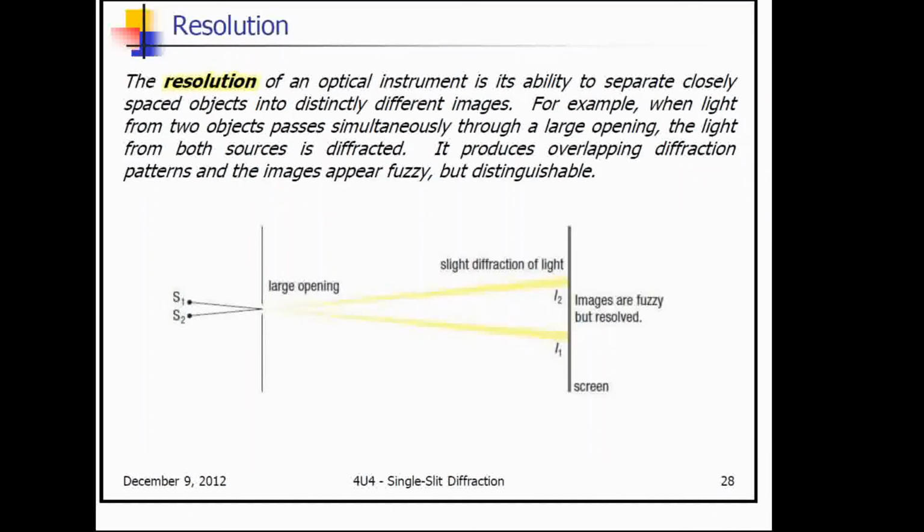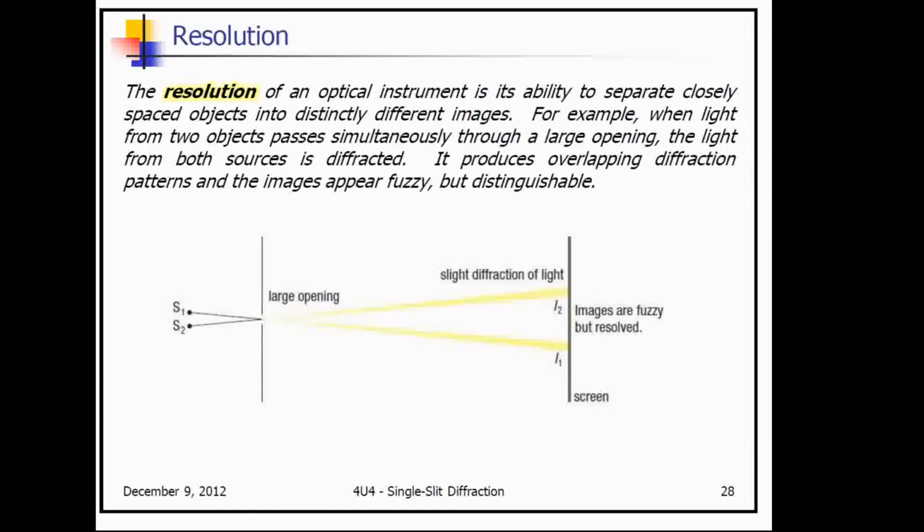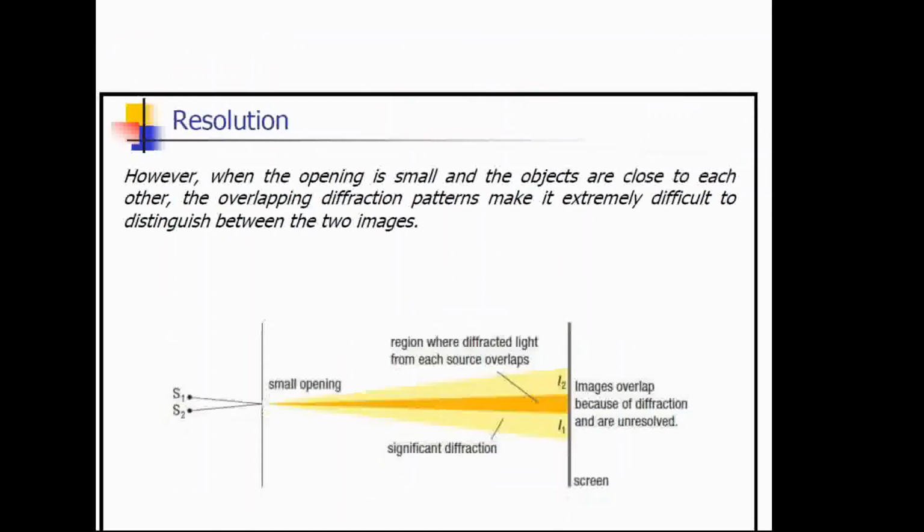So one thing that this brings us into is resolution. The resolution of an optical instrument is its ability to separate closely spaced objects into distinctly different images. So for example, when light from two objects passes simultaneously through a large opening, the light from both sources is diffracted. It produces overlapping diffraction patterns, and the image appears fuzzy but distinguishable. So when we have our light appearing through an opening, we'll have images that appear in two locations. So this gives us a fuzzy look to our images, so they're not resolved into one location.